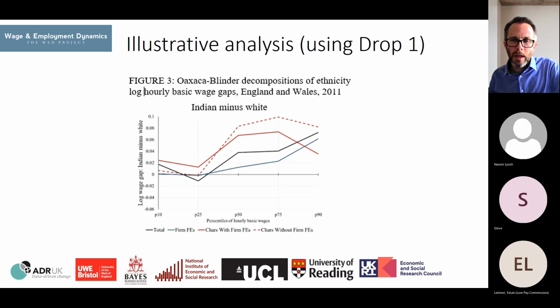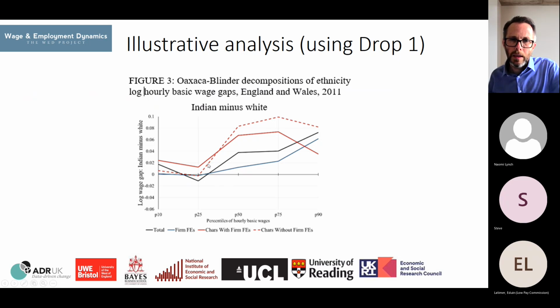I'm not going to go into the details of how we do it, but I'm just going to show you this chart. And the first thing to focus on is the black line. So here we're looking at quantiles of the wage distribution. Down at the bottom end of the wage distribution on the left, there's very little wage gap between white employees and Indian employees. I'm focusing on Indian here. As you go up through the wage distribution, that wage gap gets bigger. So at the top of the white wage distribution, white employees are earning considerably less than those people at the top of the Indian wage distribution. That's shown by the rising black line.